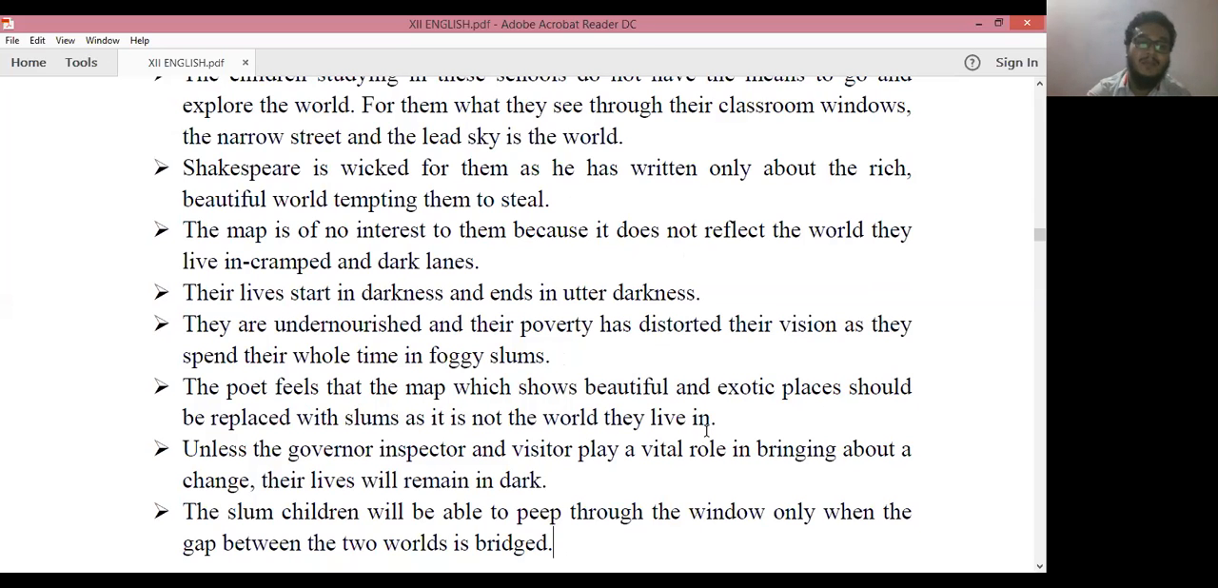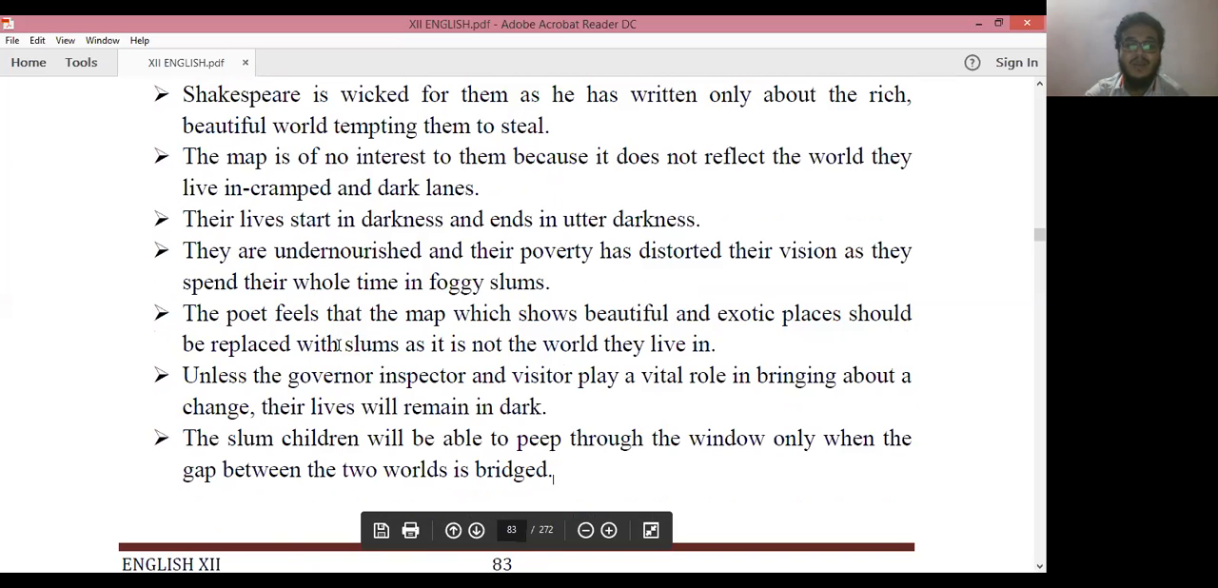So who can solve their problem? Unless the governor, inspector, and the visitor play a vital role in bringing about a change, their lives will remain in the dark. The slum children will be able to peep through the window only when the gap between the two worlds is breached. Two worlds, students, you can understand, refers to the rich and the poor.